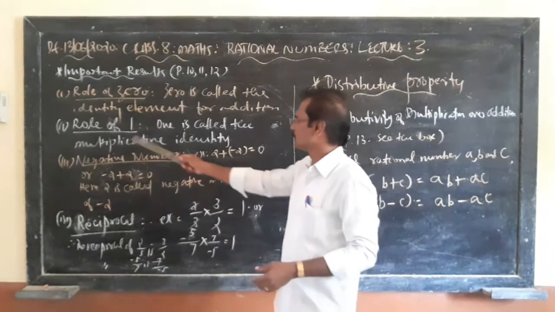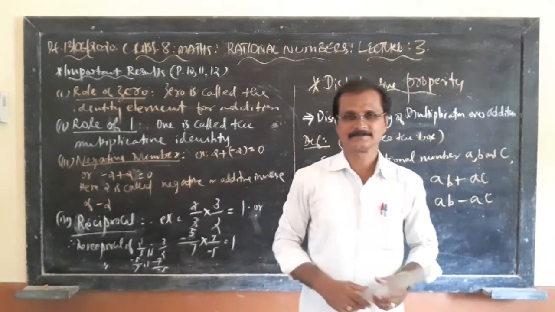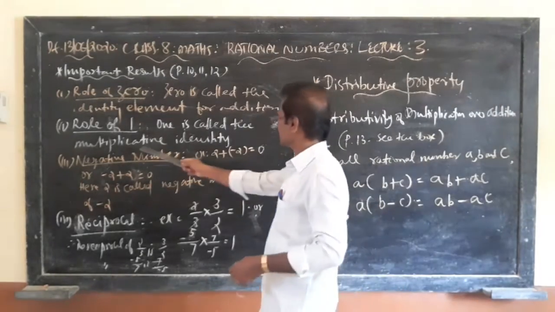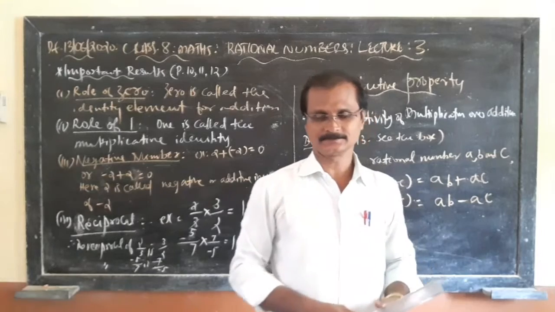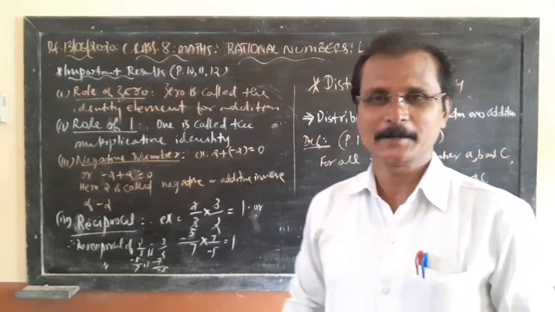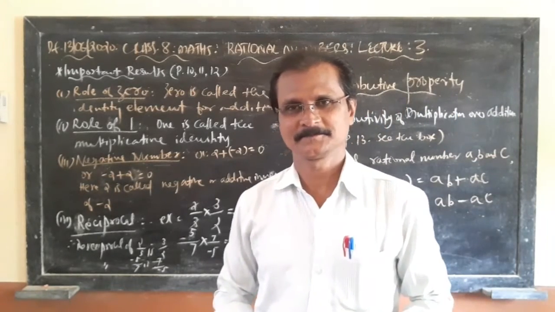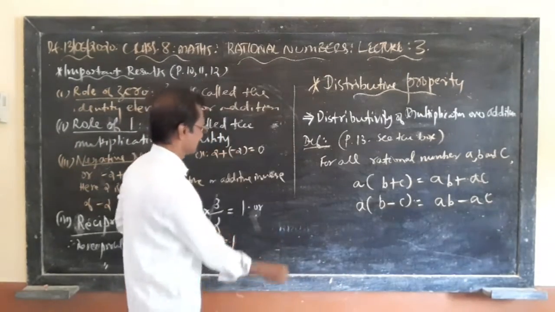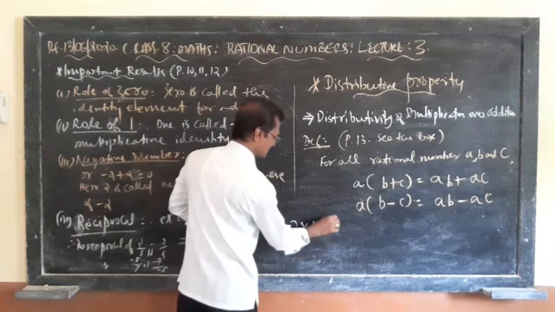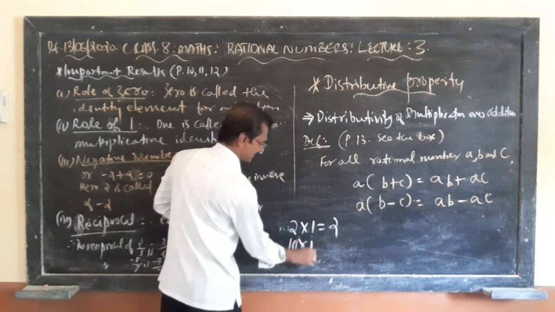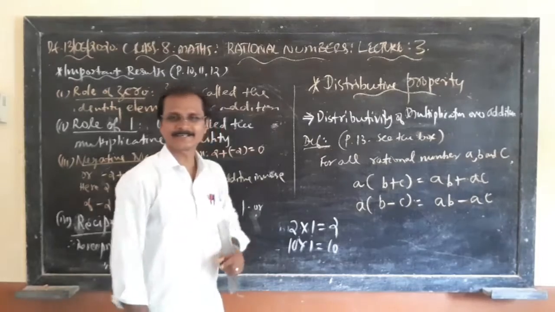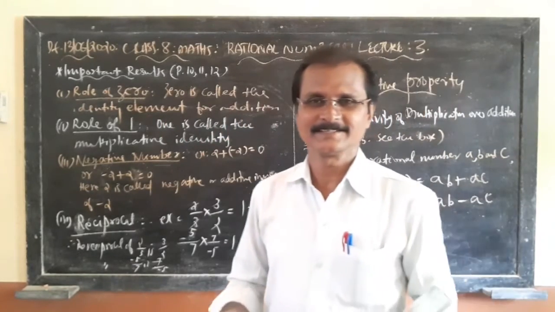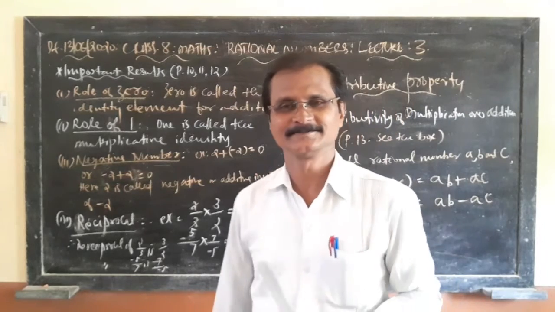Now the second property is the role of 1. What is the role of 1? 1 is called the multiplicative identity. Multiply a number with 1. 2 ones are 2. Multiplying 2 into 1, 2. 10 into 1, 10. When you multiply a particular number with 1, you will get the same number.